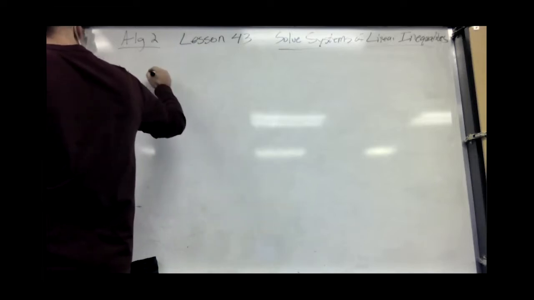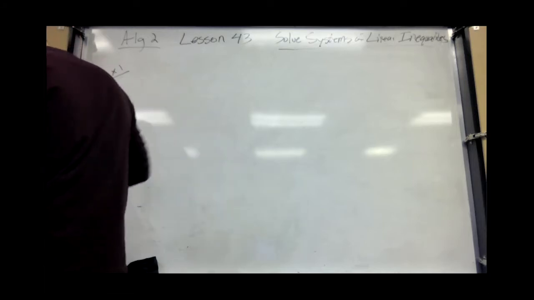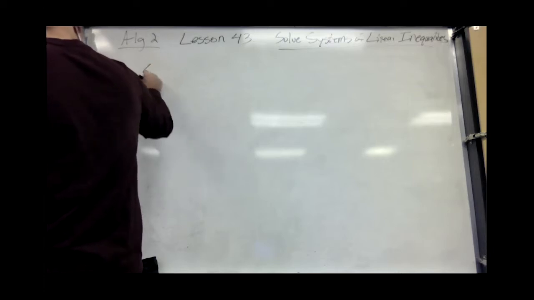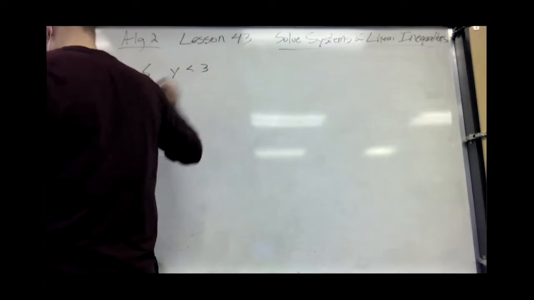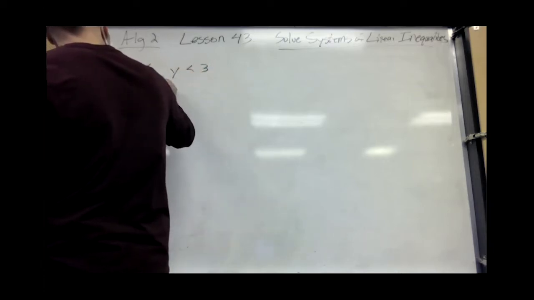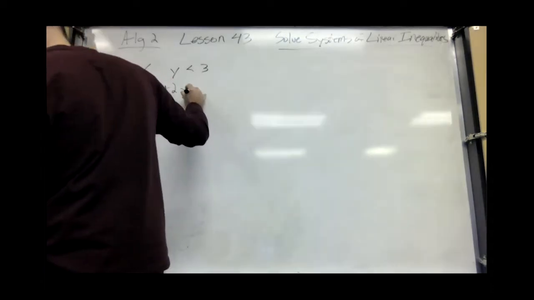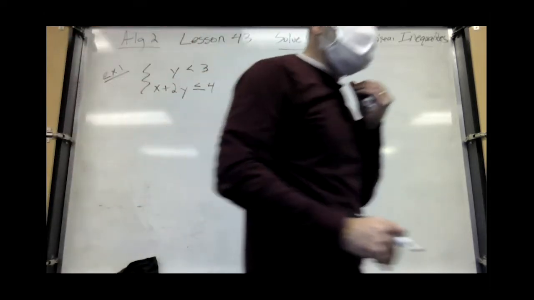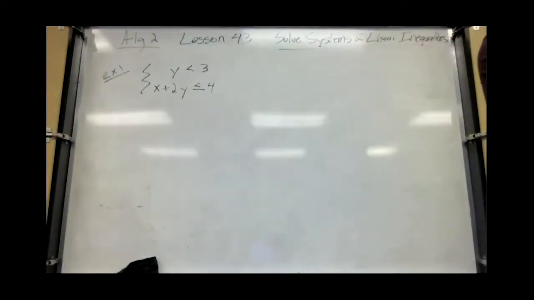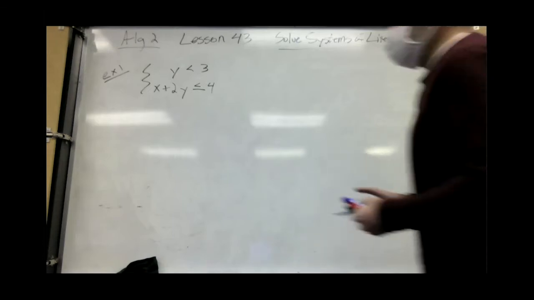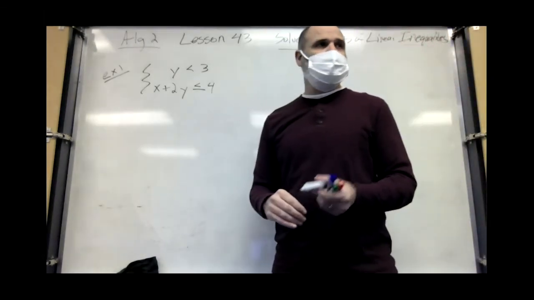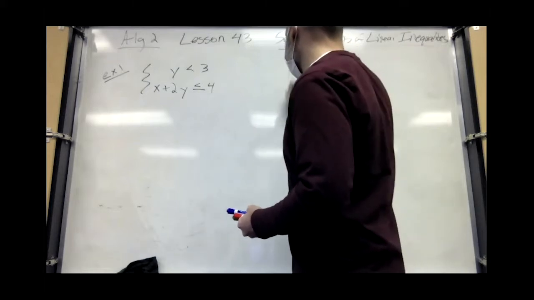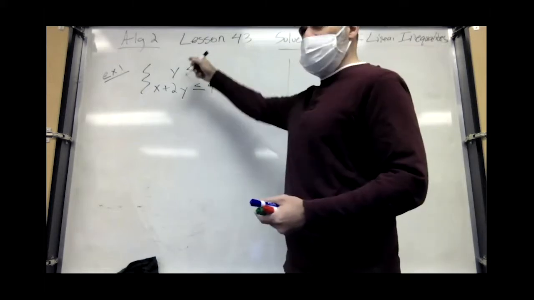So really, it says determine, I'm going to just change the question, but I'm going to just write 2 inequalities here. y is less than 3, and then x plus 2y is less than or equal to 4. Okay? So the first step is to graph these 2 inequalities. Okay? So what do we need before we can graph? Graph. We need a graph. That's right.